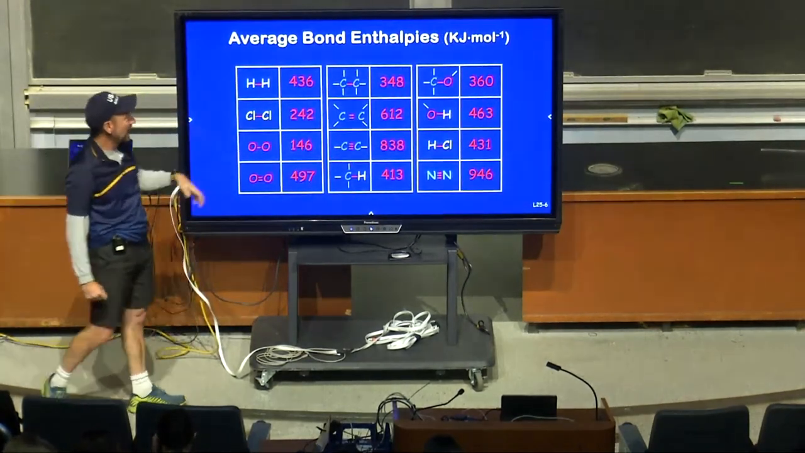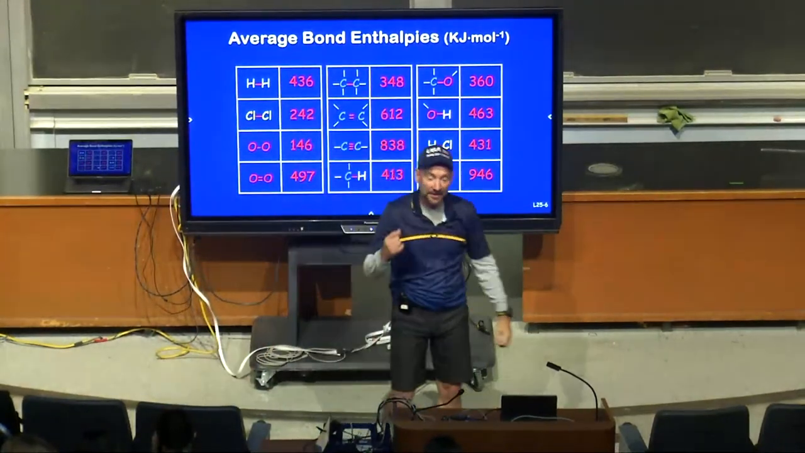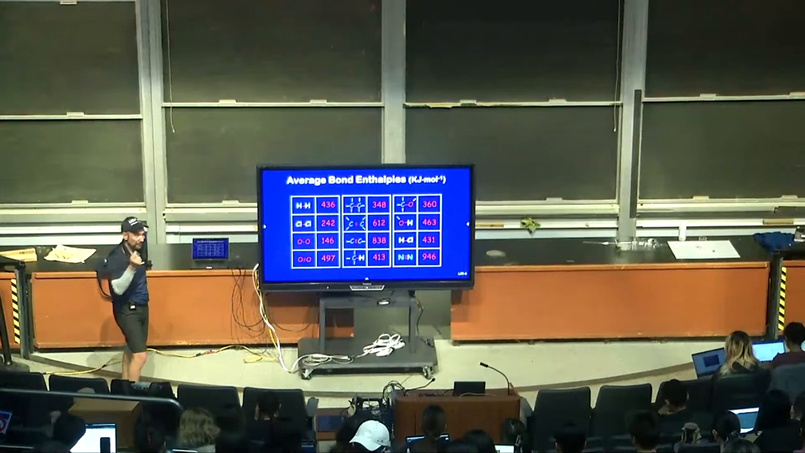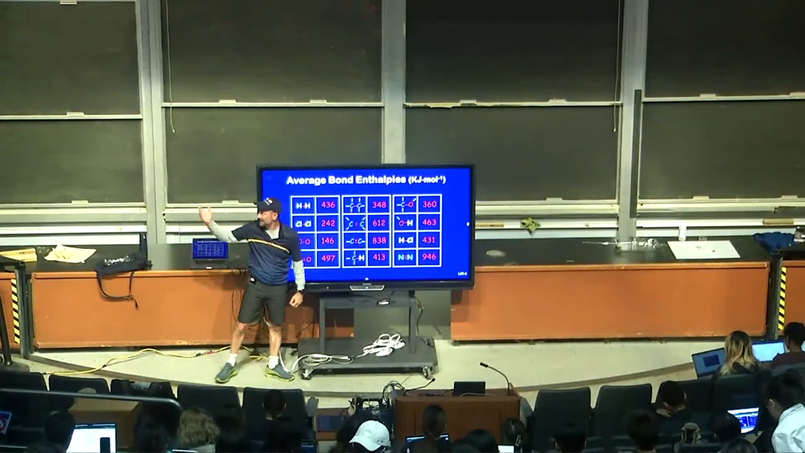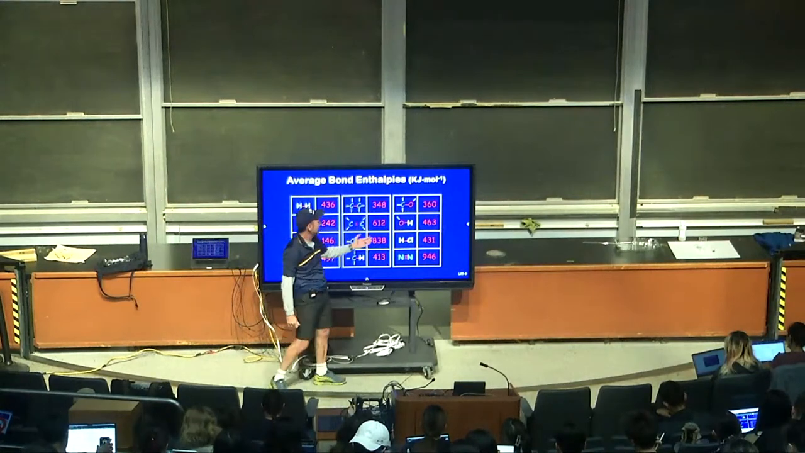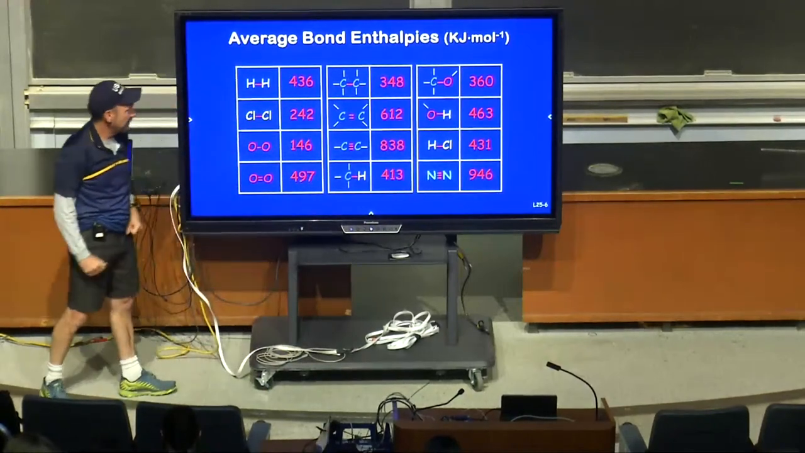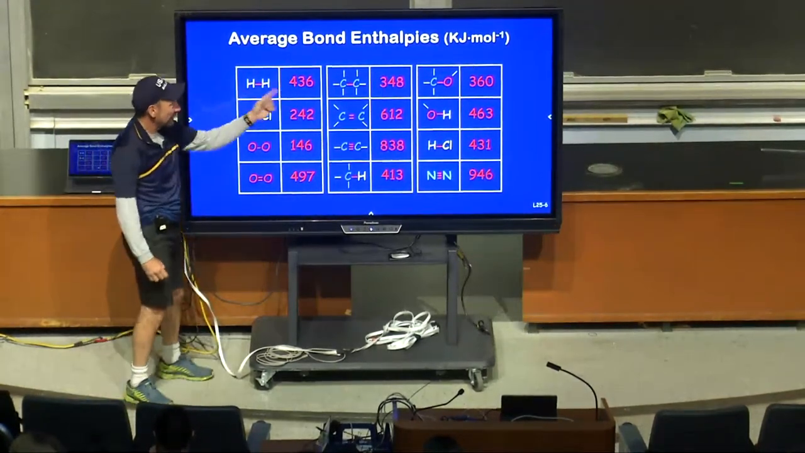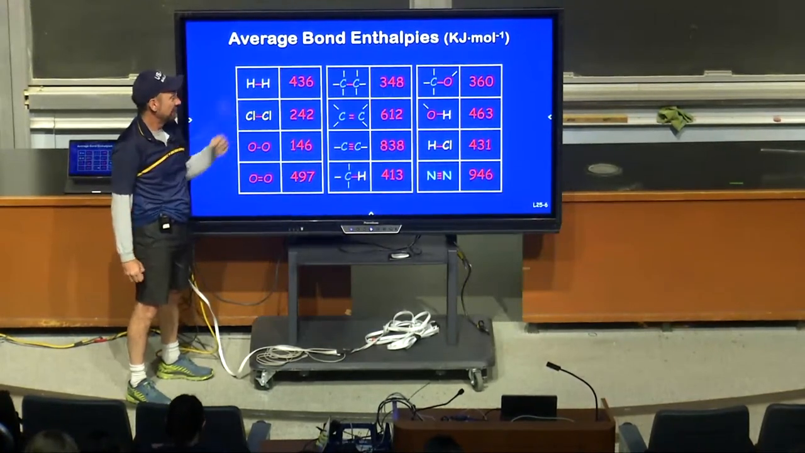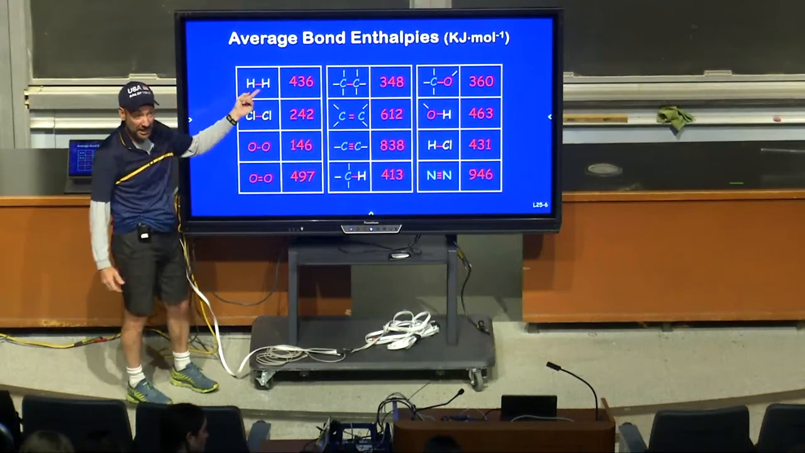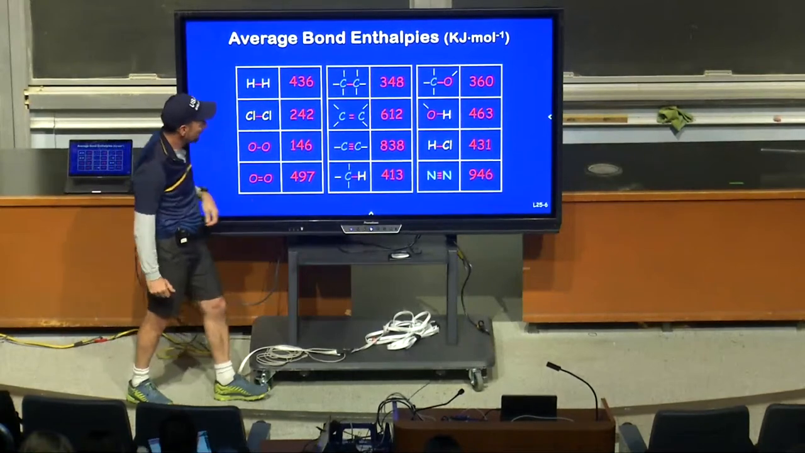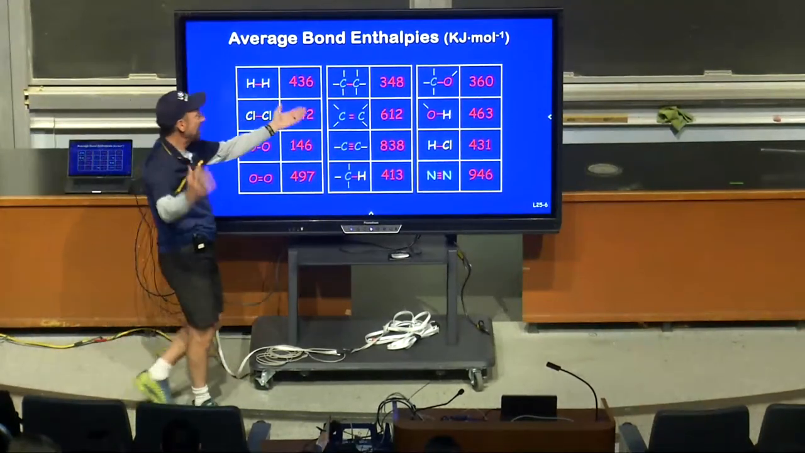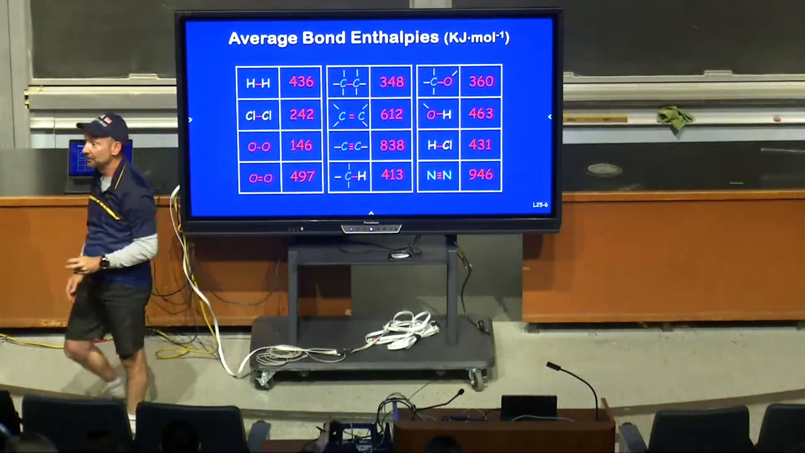Here are some average bond enthalpies or energies. This is interesting because there are billions and billions of kinds of bonds, given so many potential combinations of elements. On this table, we've just listed some bonds, but we're going to call them average bond enthalpies. Some of them are exact. This is exactly the energy of a hydrogen-hydrogen single bond and a chlorine-chlorine single bond, because there's only one kind of hydrogen-hydrogen bond and one kind of chlorine-chlorine bond. But when you talk about the double bonds of carbon and the single bonds of carbon, those are just the average over many, many compounds that have a single carbon-carbon bond.